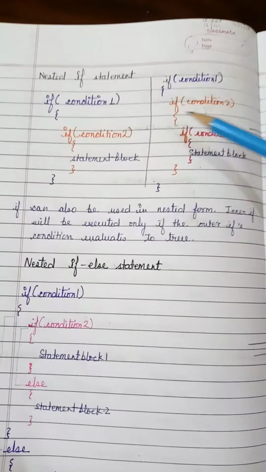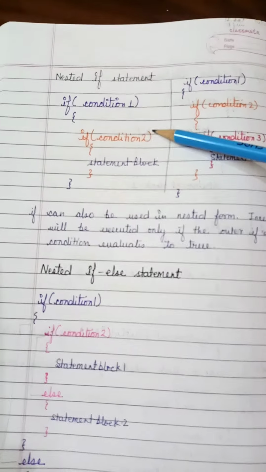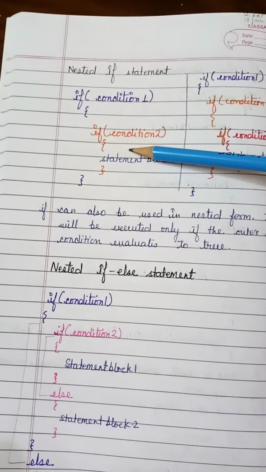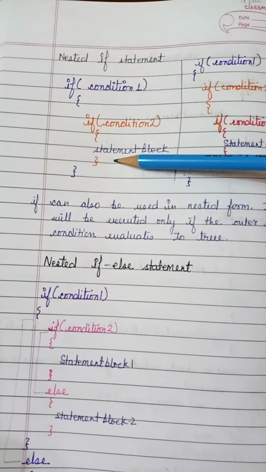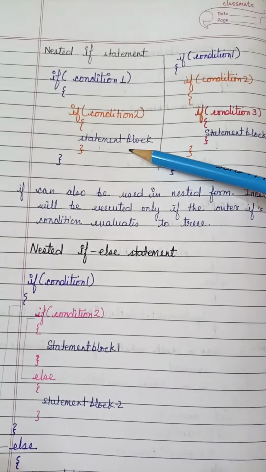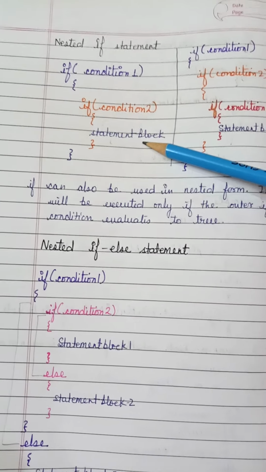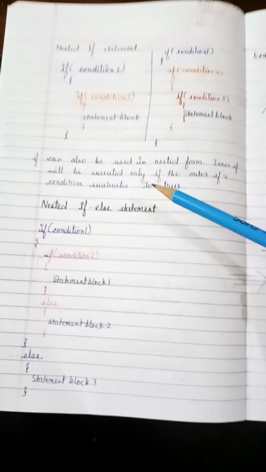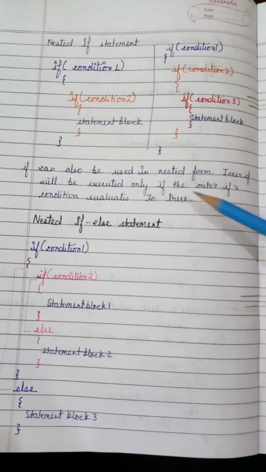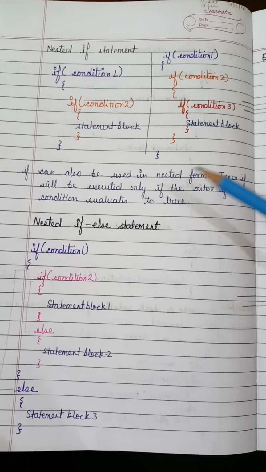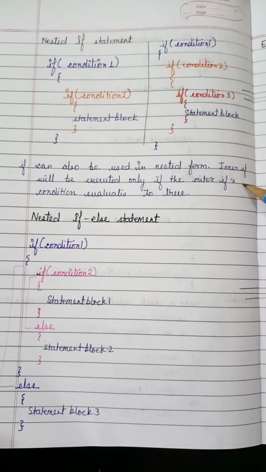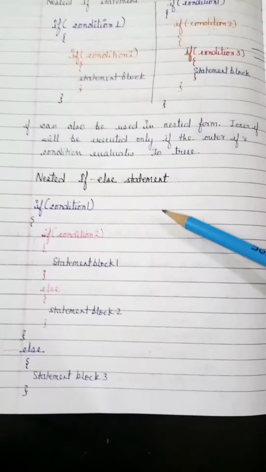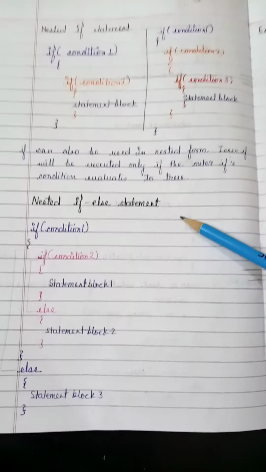So this is the general syntax of a nested if statement: if within if, if within another if. You can have one more if within this. You can have any number of if statements within an if statement. The inner if will be executed only if the outer if condition evaluates to true.